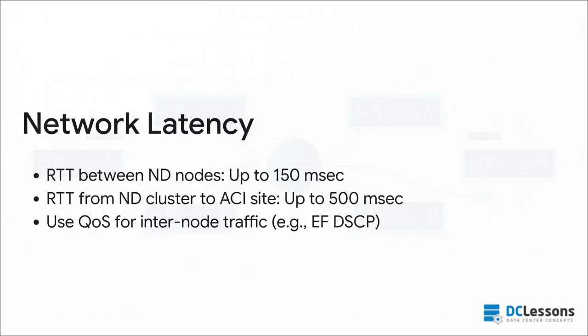Right, so while NDO gives you this feeling of logical centralization, we can't just ignore the laws of physics, can we? Latency is a huge design factor here. The round-trip time between the Nexus Dashboard nodes themselves can be up to 150 milliseconds. And from that central cluster to any ACI site it's managing, you can go all the way up to 500 milliseconds. This is exactly why it's absolutely crucial to have quality of service in place. You have to mark that internode traffic with a high priority, something like EF DSCP, just to make sure that vital control plane communication never gets dropped or delayed.